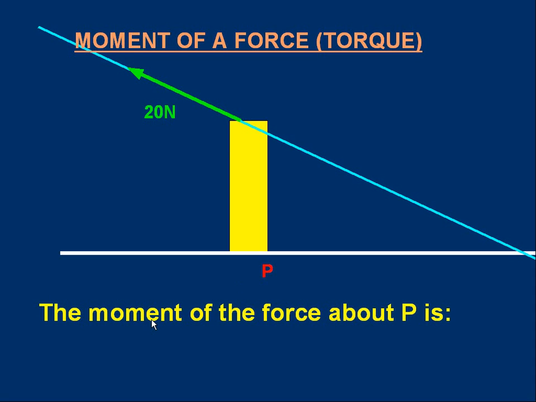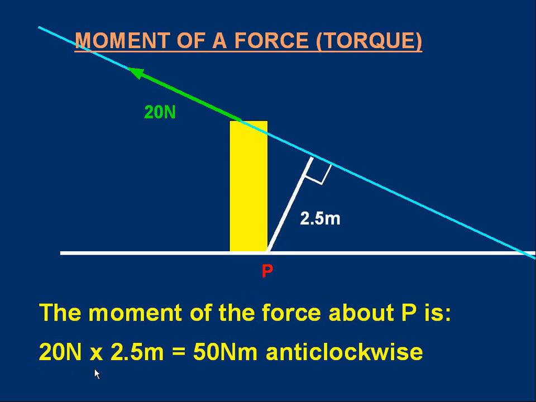The moment of the force about P is, well, that's the line we want. That's the shortest distance from point P to the line of action. And it's the line perpendicular to the line of action. And let's suppose it's 2.5 meters, that white line. Well, the moment is simply 20 newtons times 2.5 meters, or 50 newton meters, anti-clockwise, if you look carefully.